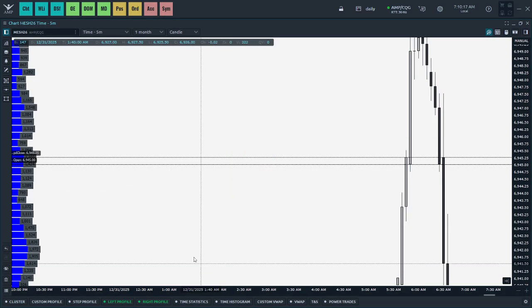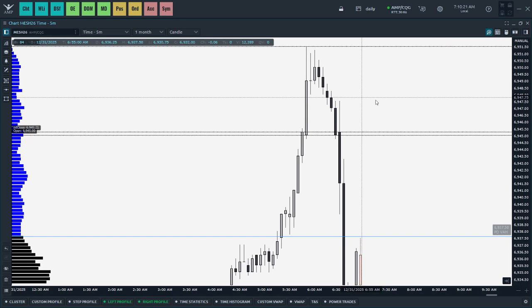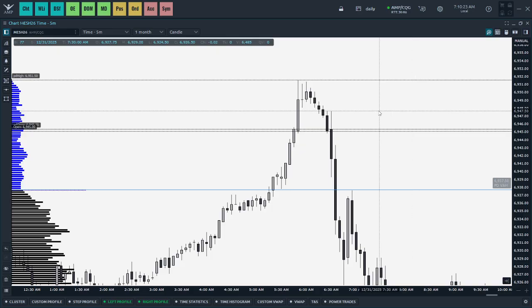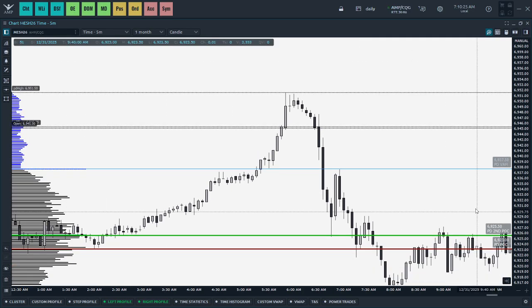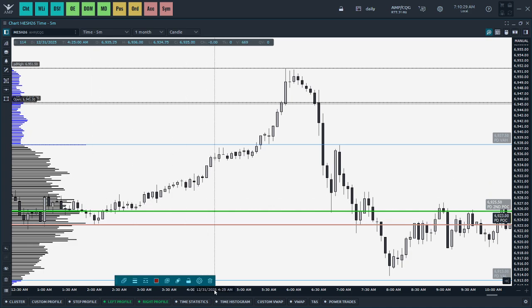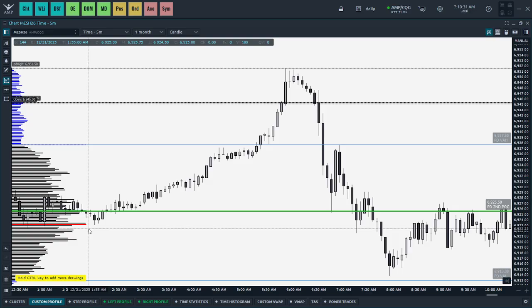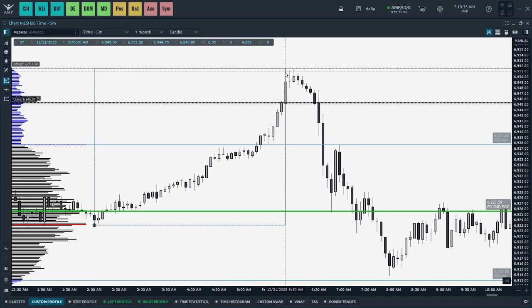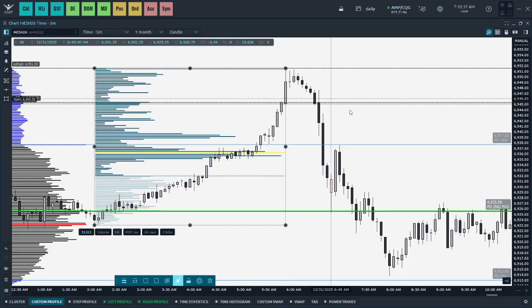Oops. Hold on. Where did I pull that from? Right here. Sorry. Okay. So again, for us to target this entire leg, we want to be seeing a low volume node get flipped here. Okay.